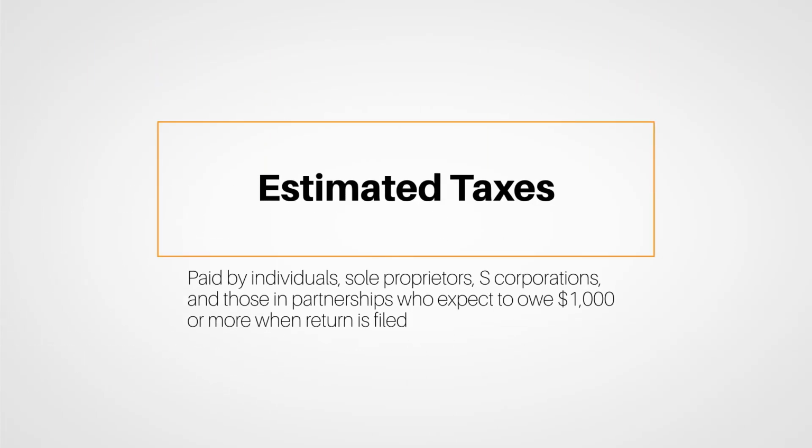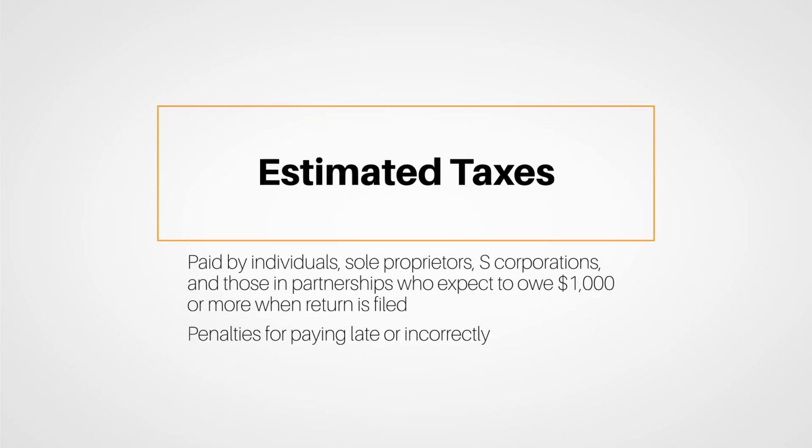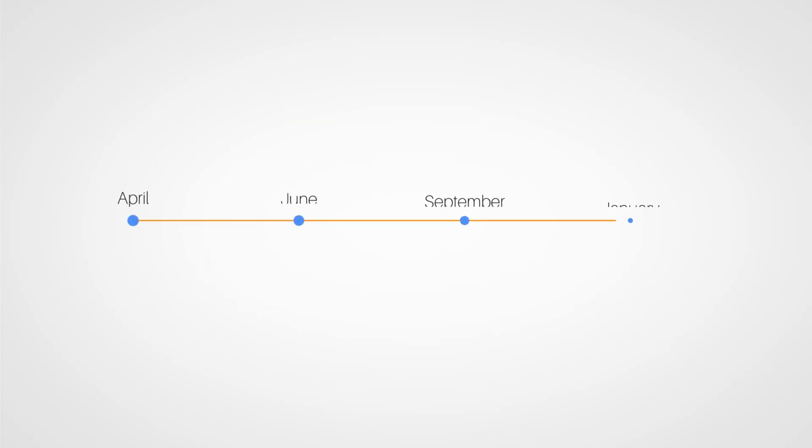Estimated taxes are paid by individuals, sole proprietors, S-corporations, and those in partnerships who expect to owe $1,000 or more when their return is filed, and there are penalties for paying these late or incorrectly. They're paid quarterly, in April, June, September, and January of the next year.